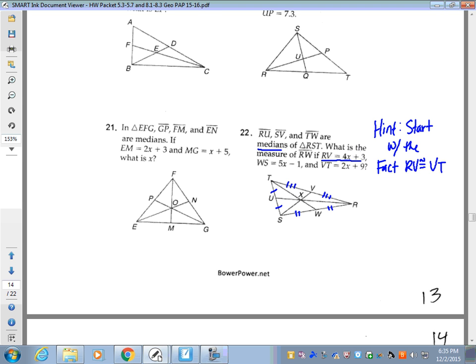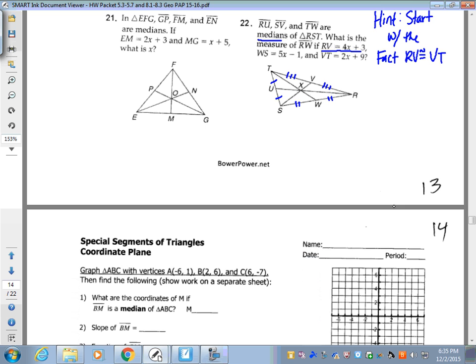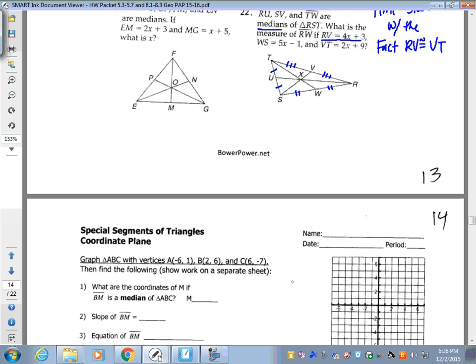So your hint is to start with the fact that RV is going to be congruent to VT. That'll help you write your equation. Make sure you're setting up the equation correctly, and then solve for x and plug it back in to get WS. Because they want the measure of RW. So once you have WS, since that side, it's going to be congruent to W.